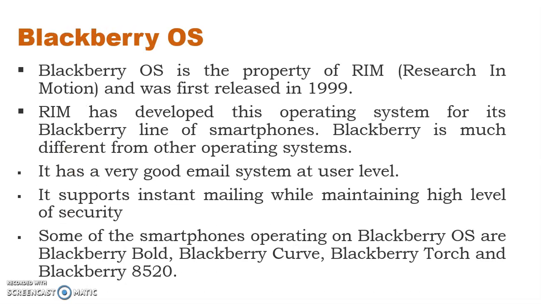Next, BlackBerry operating system. The last operating system is the BlackBerry operating system. The BlackBerry operating system is the property of RIM, Research in Motion, and was first released in 1999. RIM has developed this operating system for the BlackBerry line of smartphones. BlackBerry is much different from other operating systems. It has a very good email system at user level. It supports instant mailing while maintaining a high level of security.